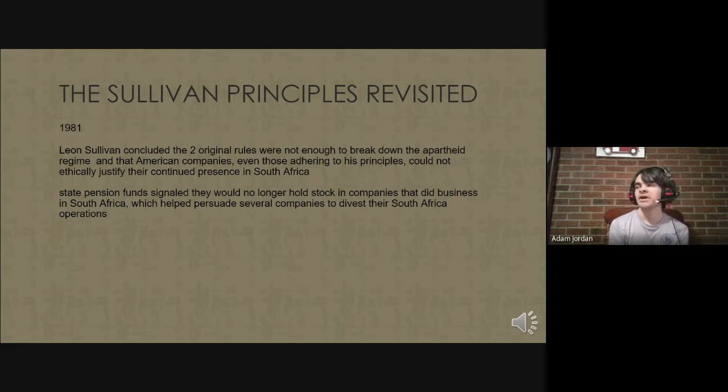It wasn't, however, until state pension funds and governmental institutions of other countries announced that they no longer would hold any stocks that actual companies were persuaded to withdraw from doing operations in South Africa themselves.